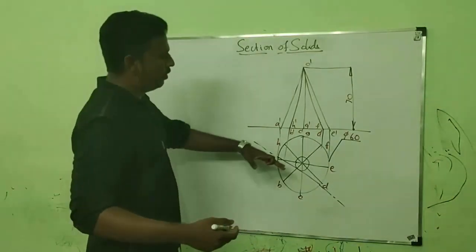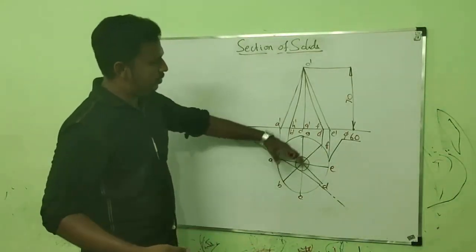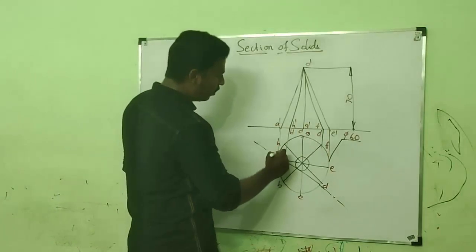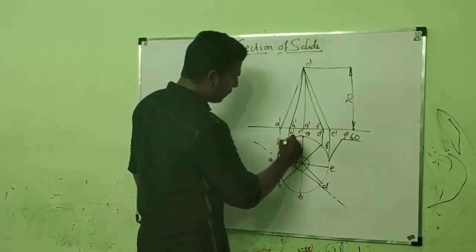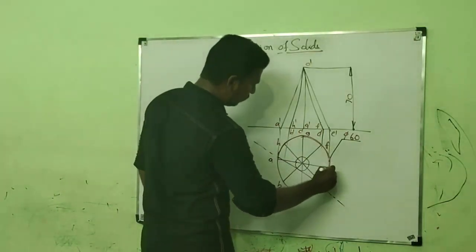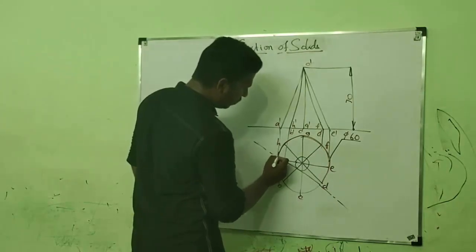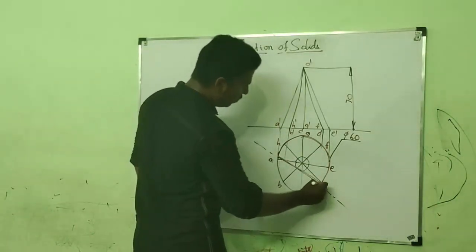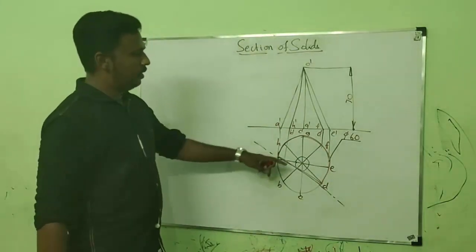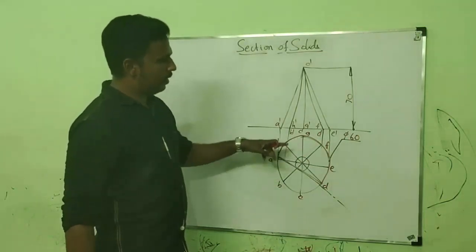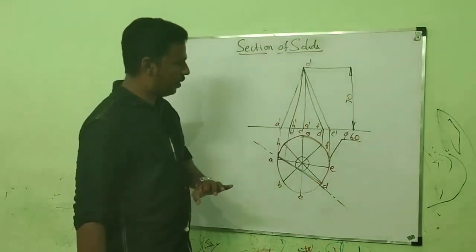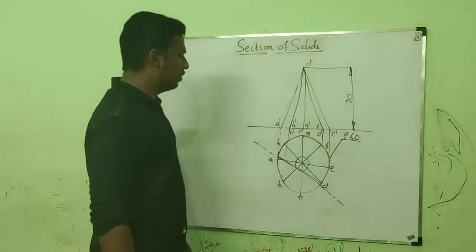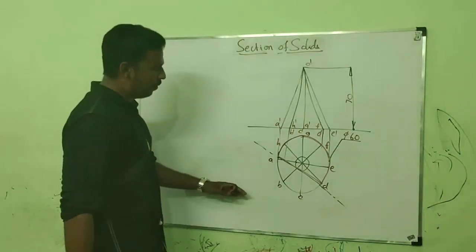Now we can see this portion is removed and this portion is retained. So we have to darken the retained portion. This is the retained portion. The generators inside the retained portion need not be darkened because they are imaginary generators. And now we have to locate the cut points.